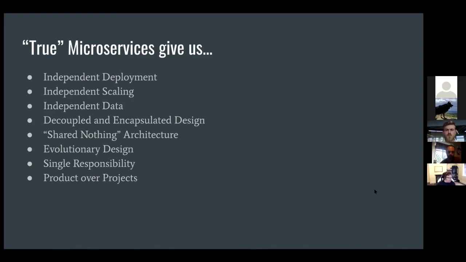It allows you also to evolve your design. This means that you can start building up your interactions without having to redeploy or redevelop old ones. It gives you a good idea of single responsibility, and a microservice should do one thing really well. And it allows you to think more of products over projects, because a microservice tends to be around a bounded context in domain-driven design talk or some other concept. They tend to be product-focused rather than project-focused, which is also good for reuse.